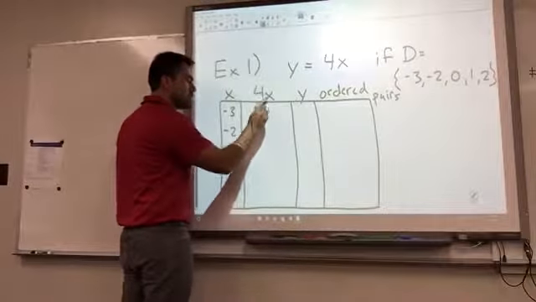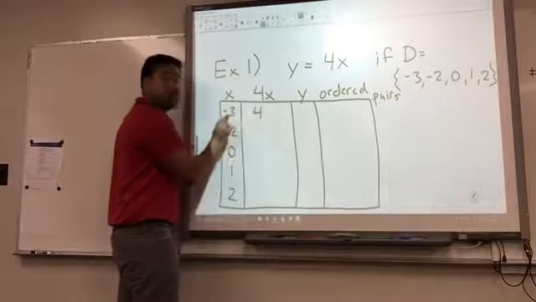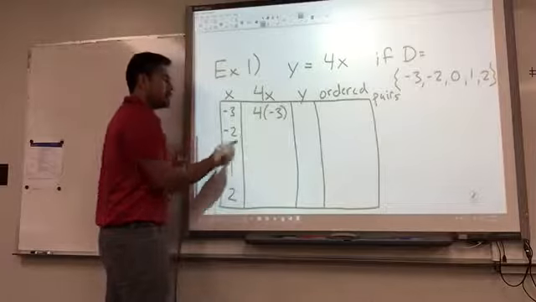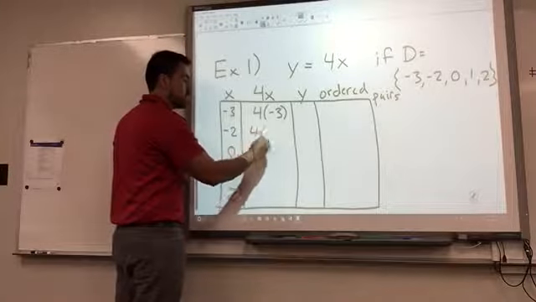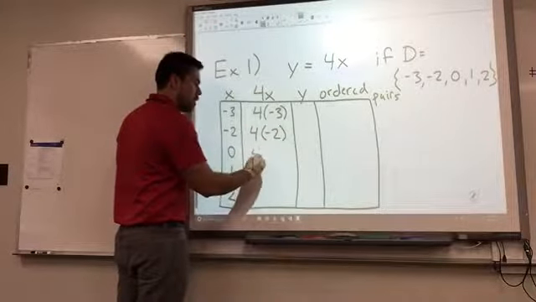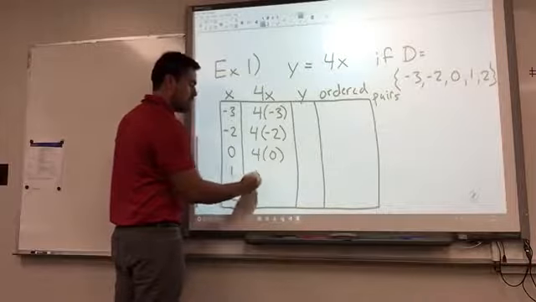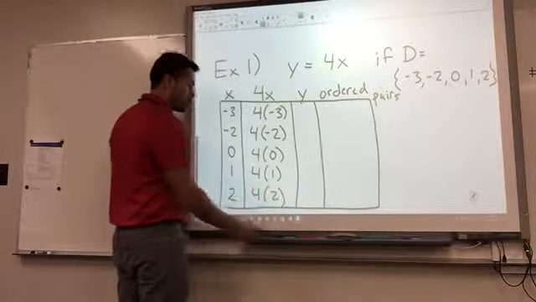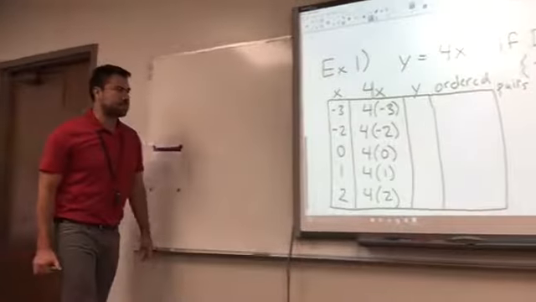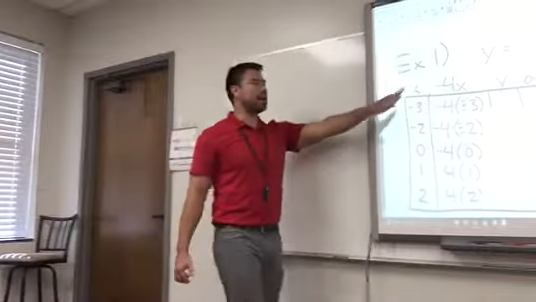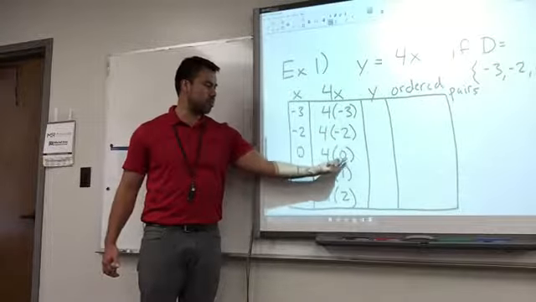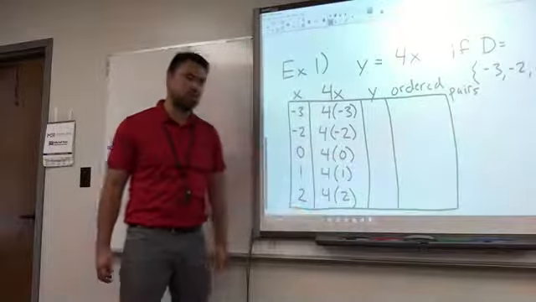Now what I'm going to do is, instead of x, I'm going to substitute -3 for the first one. Instead of x for the second case, I'm going to substitute -2, and so on and so forth. I'm basically evaluating in these problems. You've done evaluation problems many, many times. So what does y equal when x equals -3? What does y equal when x equals -2? When x equals 0, 1, and 2?